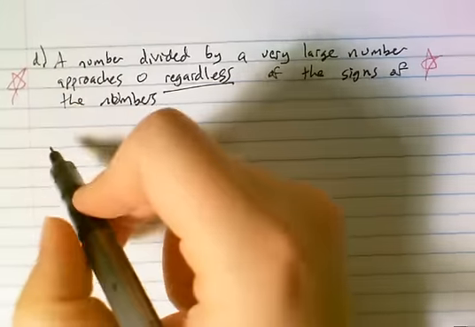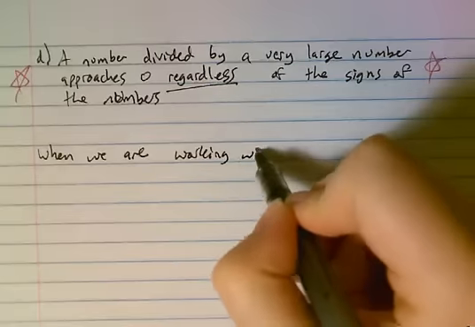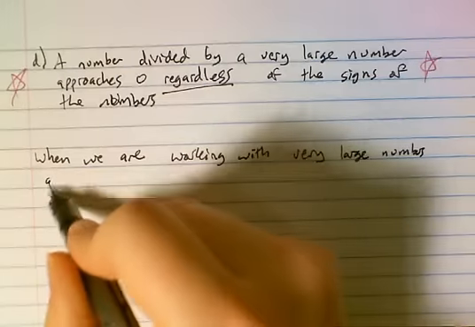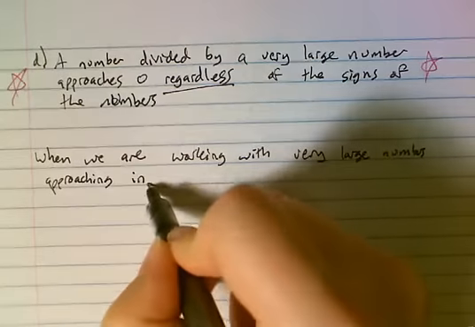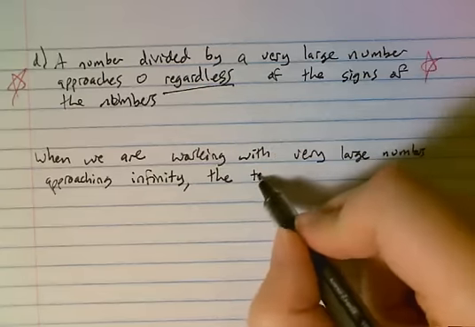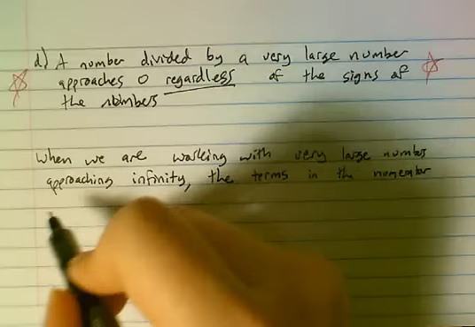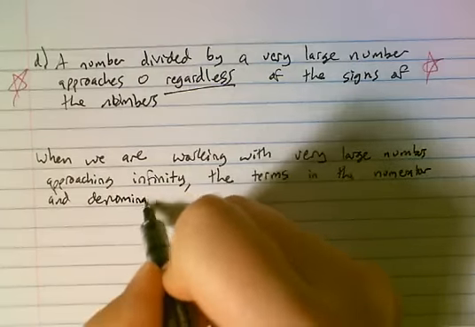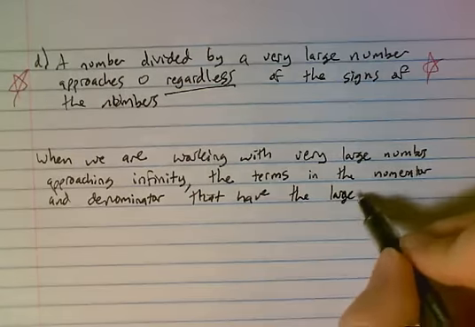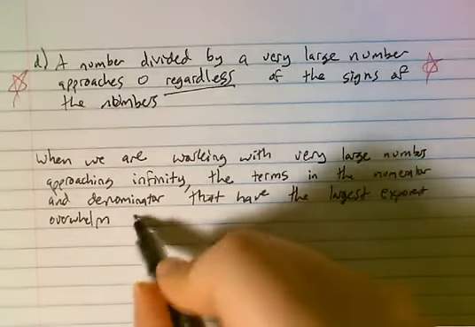Oh, there is one other key piece. When we are working with very large numbers, approaching infinity, the terms in the numerator and denominator that have the largest exponent overwhelm all other terms.